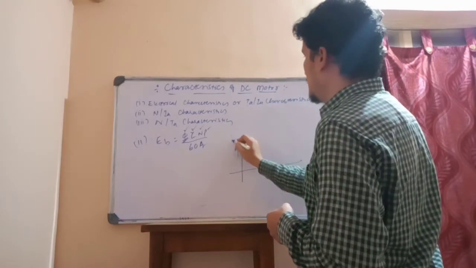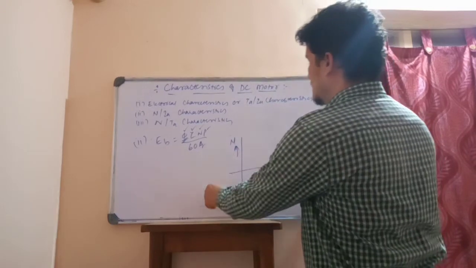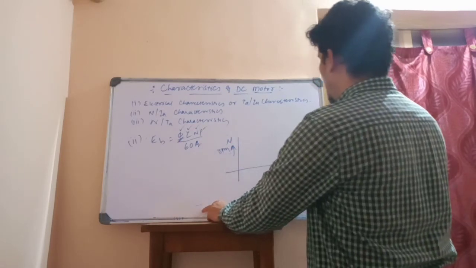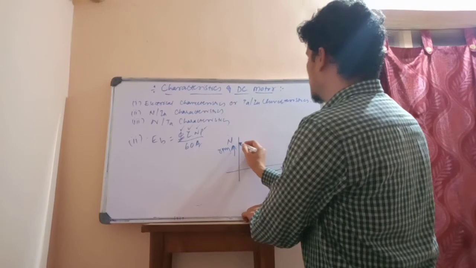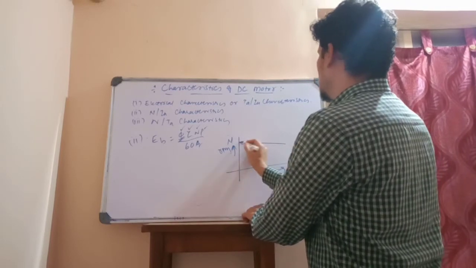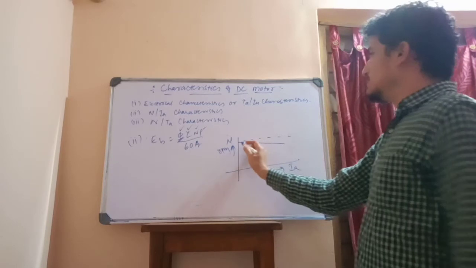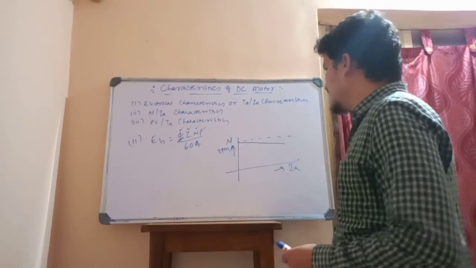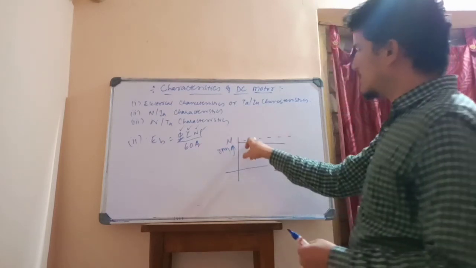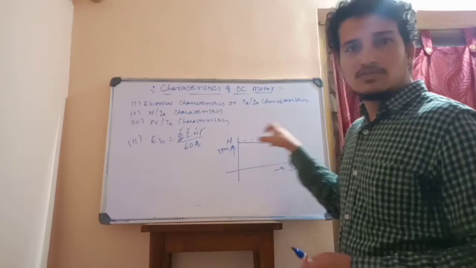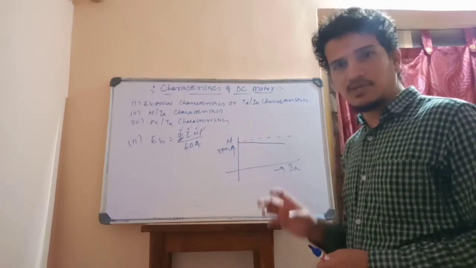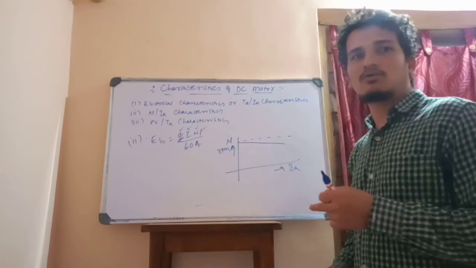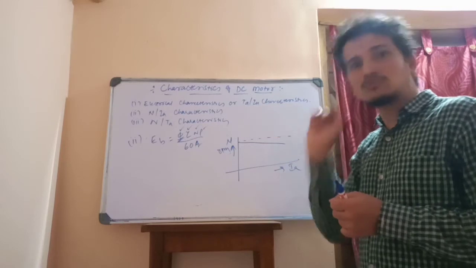So if this is N in RPM, and this is IA, it will go like this. Ideally, it will go down minor, not significant, like this. What does this characteristic mean? It is almost a constant speed characteristic. Constant speed characteristic means if you change the load, double the load or decrease the load, the speed remains almost the same.